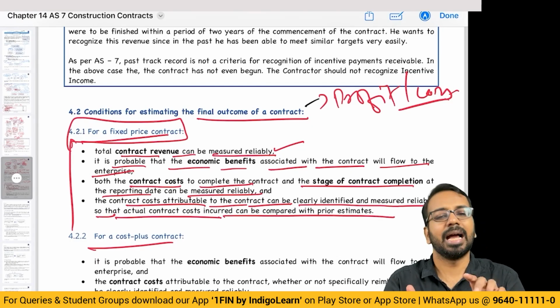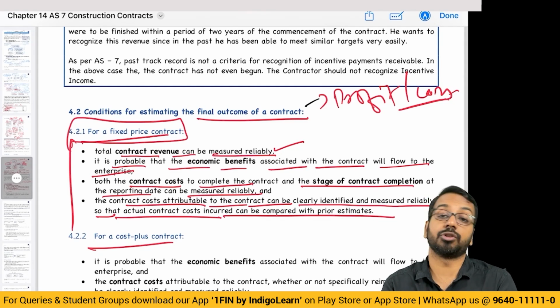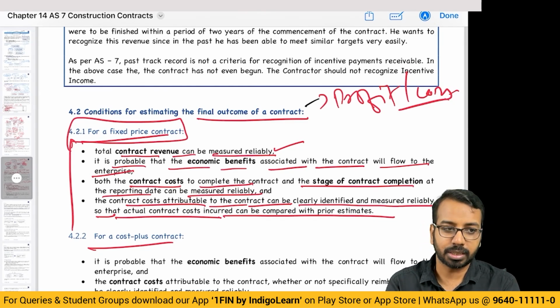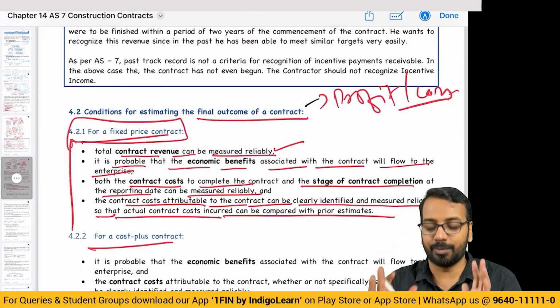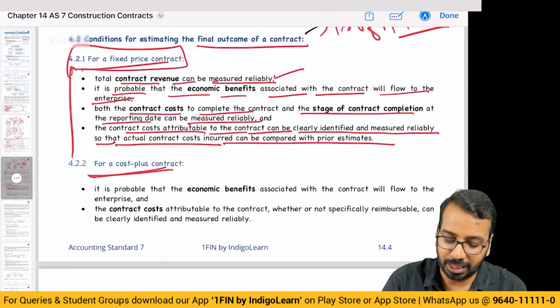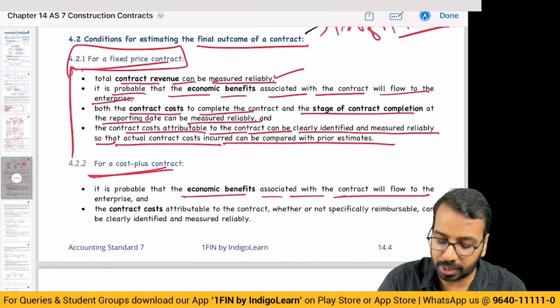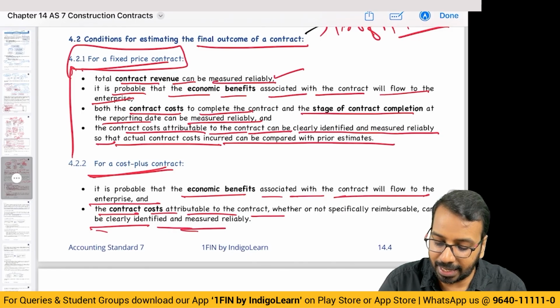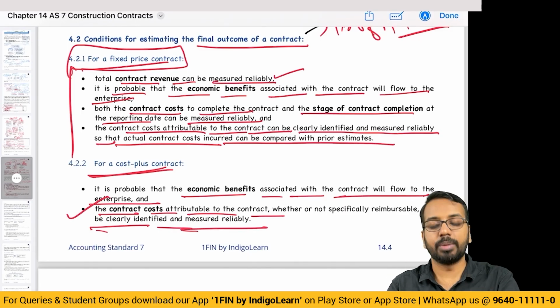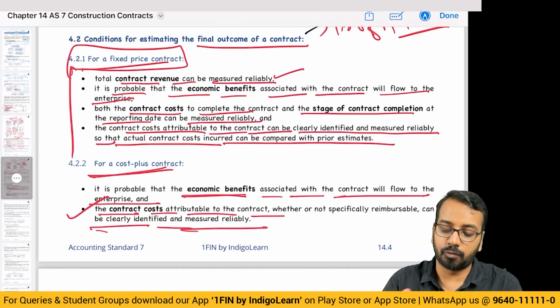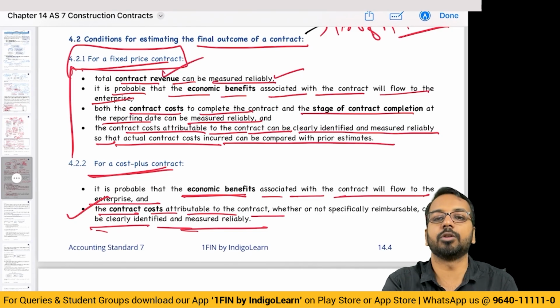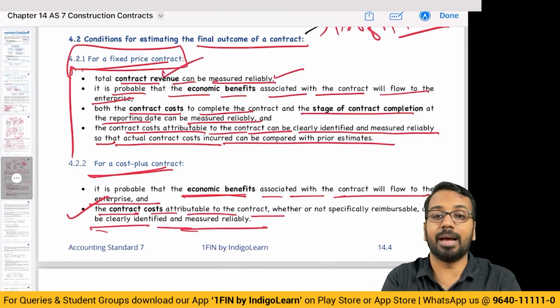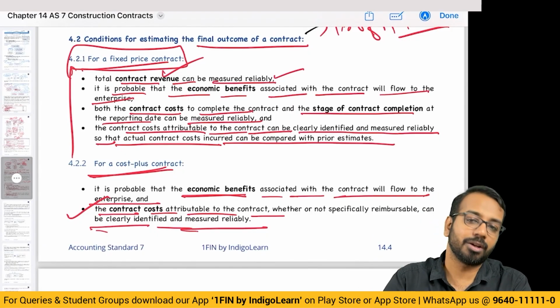So basically what you have to say is, I should be able to measure the revenue reliably, I should get future economic benefit, and the contract cost as well as the stage of contract or the future contract cost should be estimated reliably. For a cost plus contract, it is probable that the economic benefit associated with the contract will flow to the enterprise, and the contract cost attributable to the contract can be clearly identified and measured reliably. So contract cost you will be able to measure reliably, and economic benefits will flow to the enterprise. Of course, revenue you should be able to measure reliably. If you cannot measure the revenue reliably, you will recognize only to the extent of cost incurred.